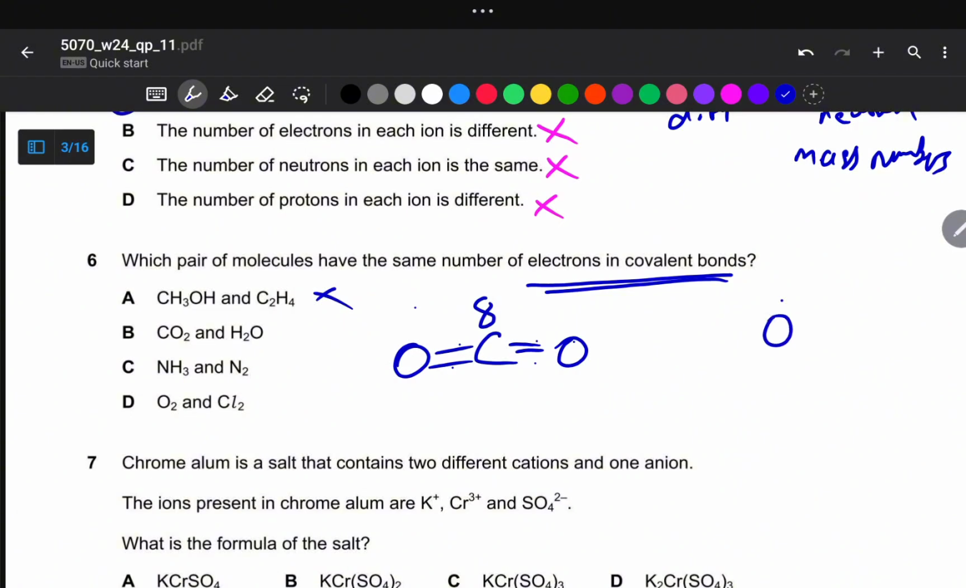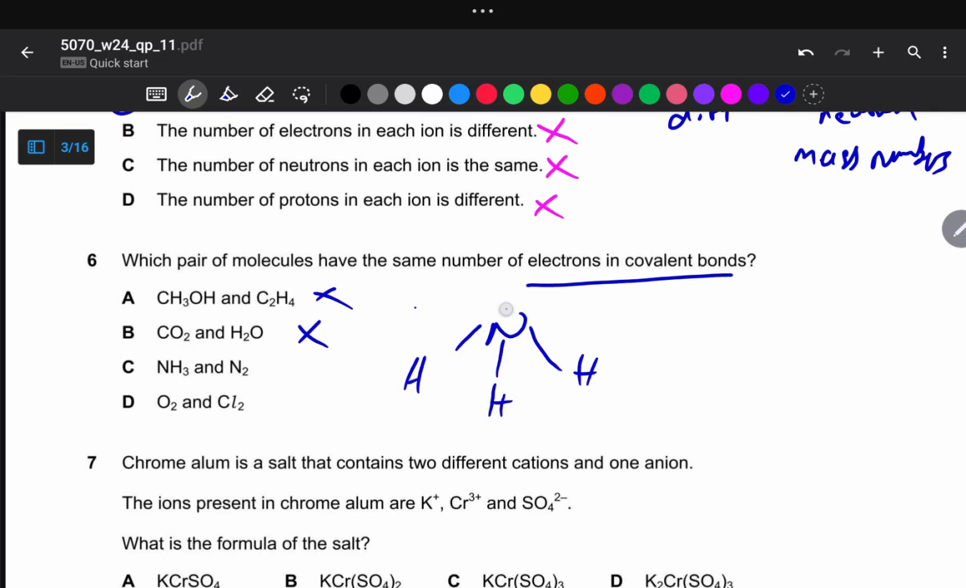And then for water, the displayed formula of water in the bent form. Here we've got 2, 4, so we've got 4 electrons. Here we've got 8. So this one becomes false. And then we go on to draw ammonia, the trigonal pyramidal shape of ammonia. Here we've got H, and here the lone pair of electrons. The shared electrons in the covalent bonds: 2, 4, 6. You've got 6 electrons. And then for nitrogen, triple bond.